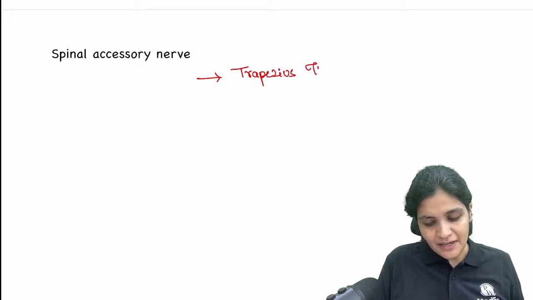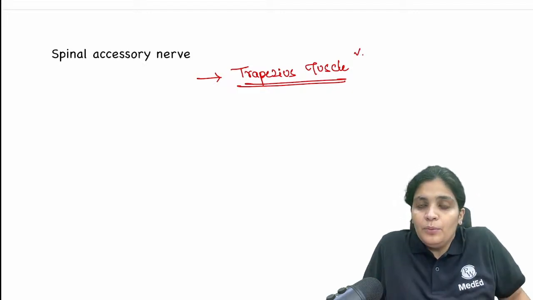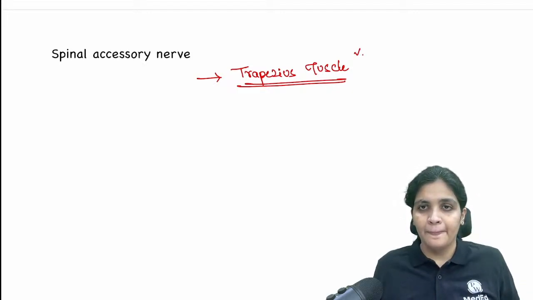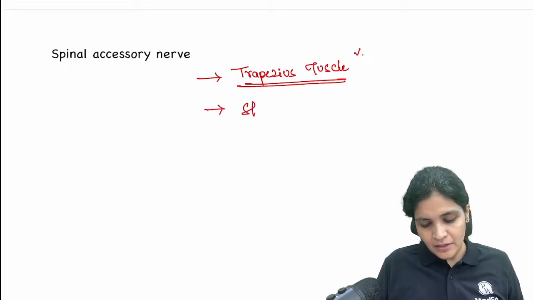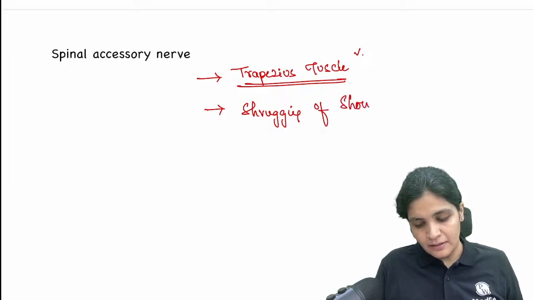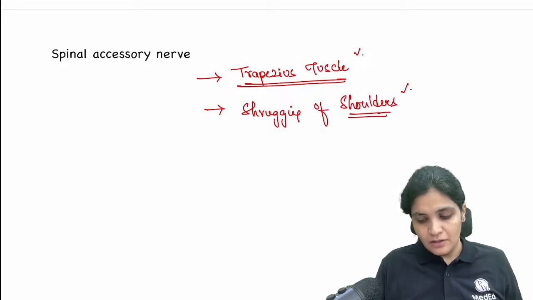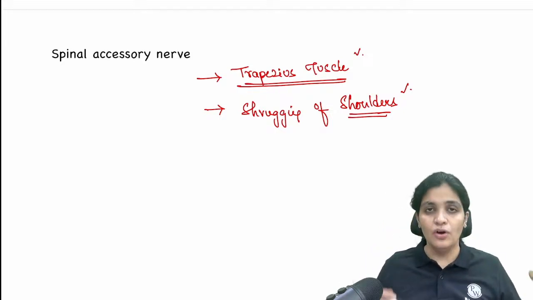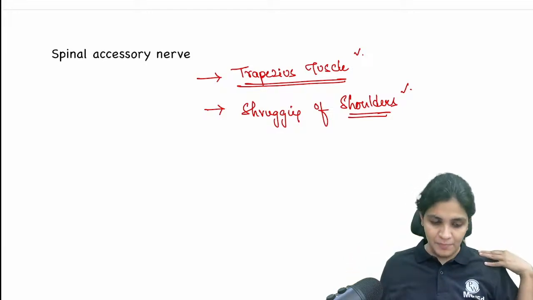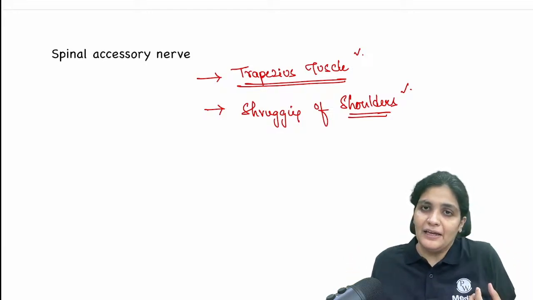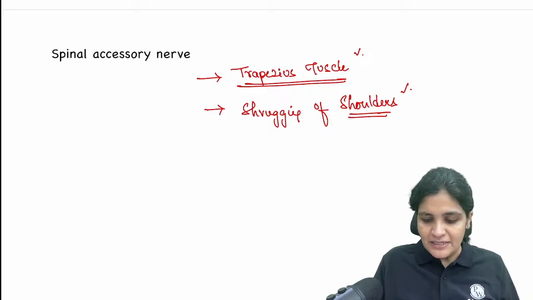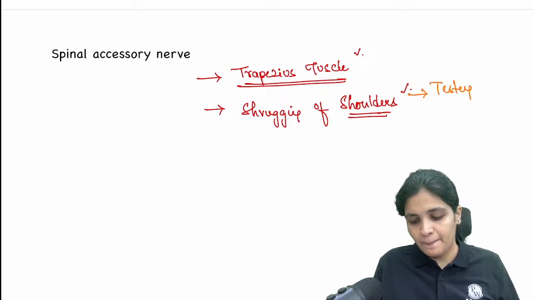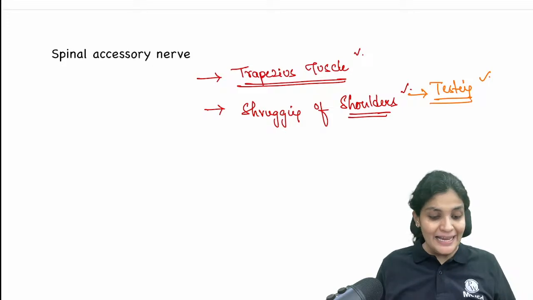The trapezius muscle, right? It supplies the trapezius. And what do we do? What is this called? It is helpful for shrugging of the shoulders. So the action of the spinal accessory is shrugging of the shoulders. Yes, shrugging. So whenever they come with the spinal accessory nerve palsy, you will see that there is a drooping and they cannot shrug the shoulder. So what is the test we do? The testing is shrugging of the shoulder, right? That is your spinal accessory nerve.